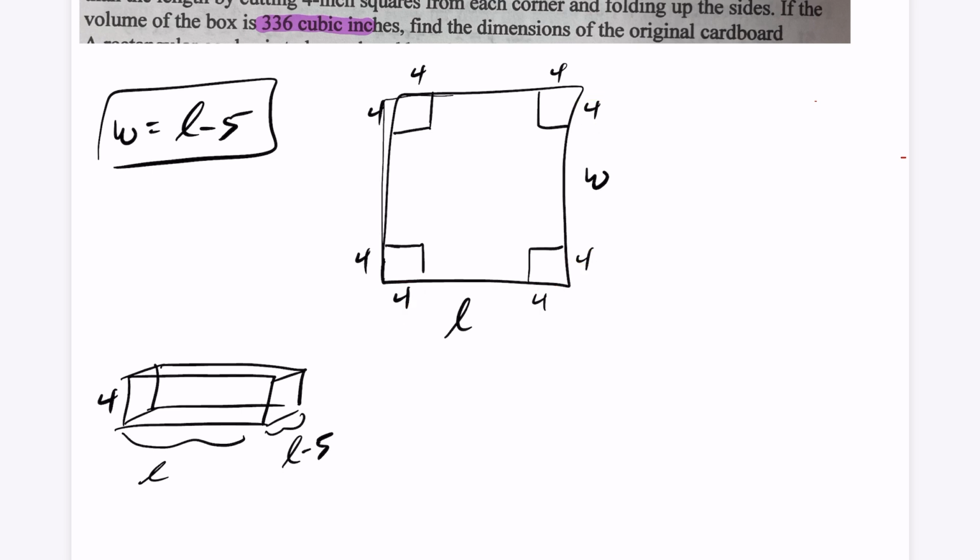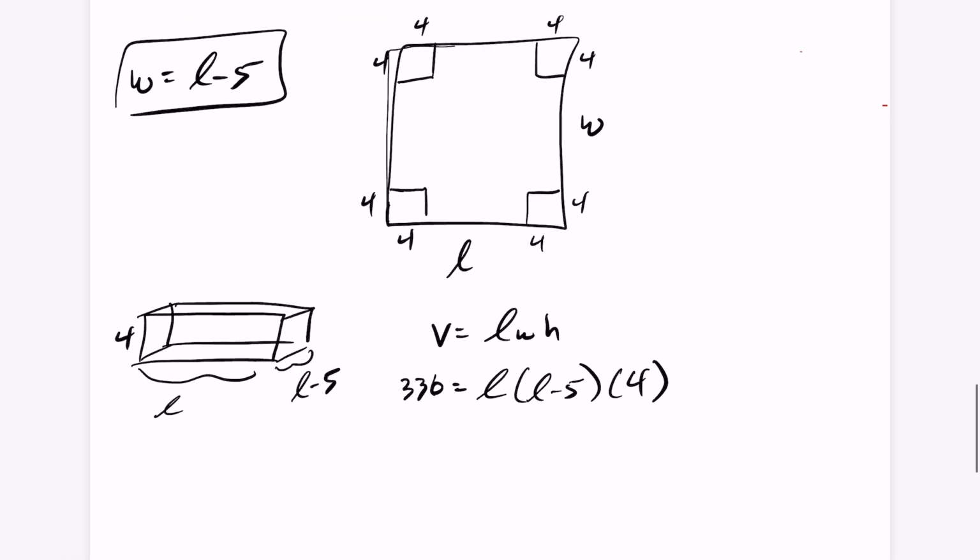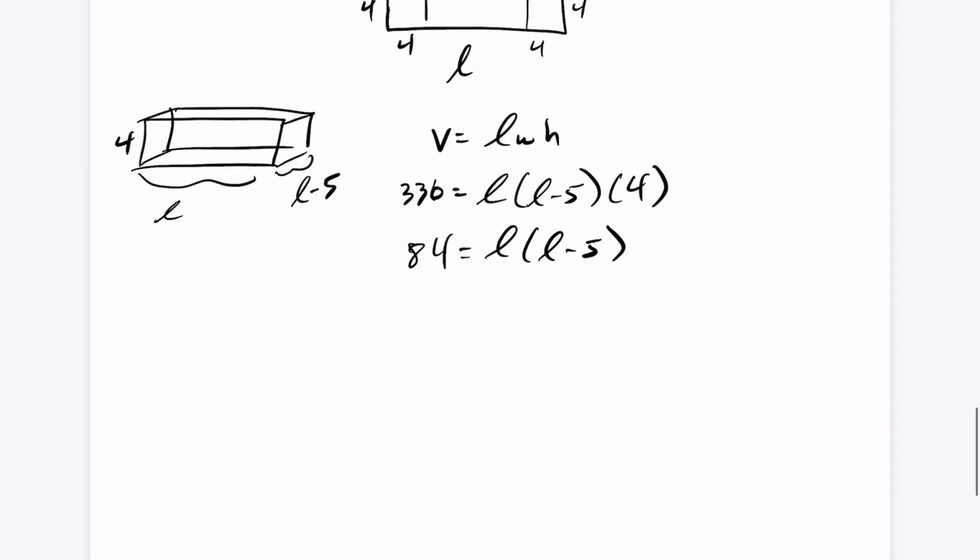The volume of the box is length times width times height, and they tell me that it's 336. The length is L, the width is L minus 5, and the height is 4. If I take 336 and divide that by 4, I end up getting 84 equals L times L minus 5. I want to solve for L here, and I have this quadratic. I'm going to expand this out and bring everything to one side, and I have this quadratic right here.